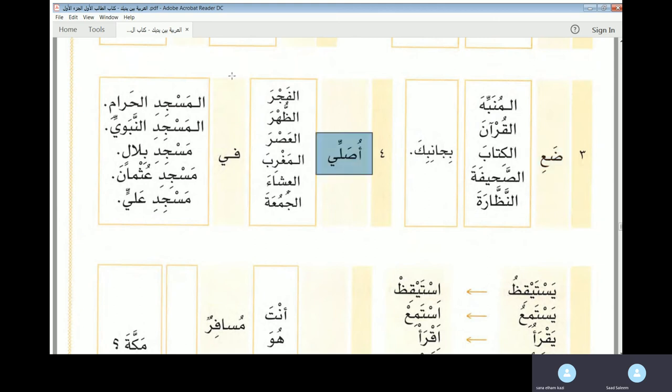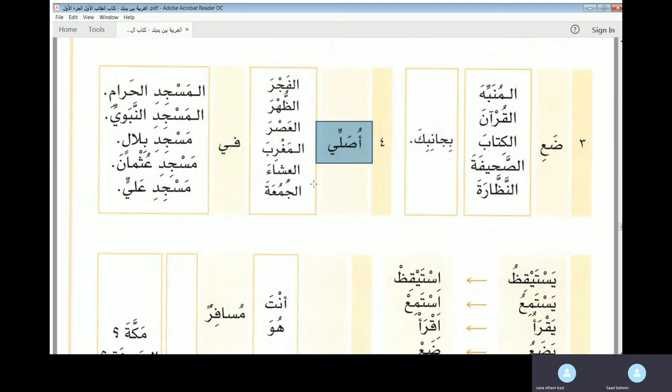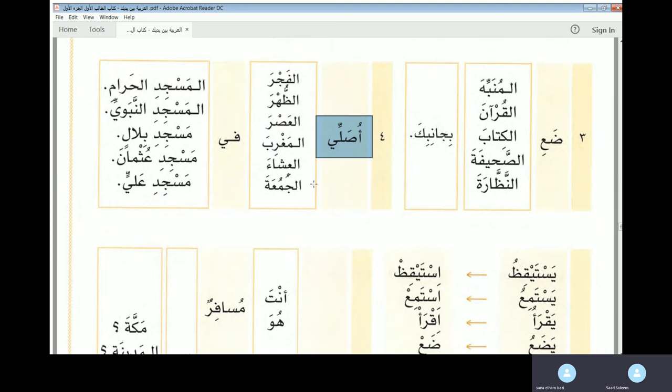Usalli al-Fajr fil Masjid al-Haram. I pray Fajr in Masjid al-Haram. Usalli al-Dhuhra fil Masjid al-Nabawi. I pray Dhuhr in Masjid al-Nabawi. Usalli al-Asra fi Masjid Bilal. I pray Asr in Masjid Bilal. Usalli al-Isha fi Masjid Usmana. I pray Isha in Masjid Usman.